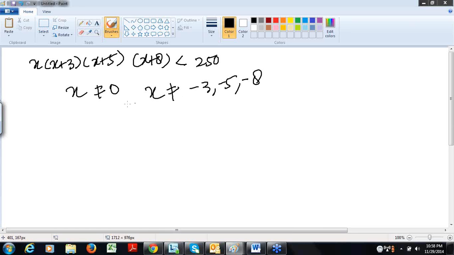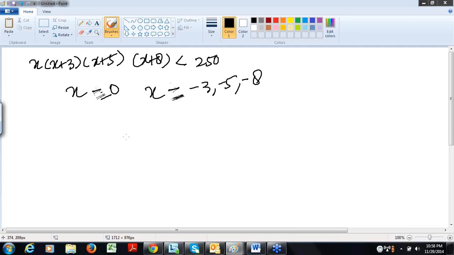Oh, sorry, it should be equal to. I'm sorry. So from this equation itself we can find out that x is equal to 0, x is equal to minus 3, minus 5 and minus 8. So 4 values we have already found out.